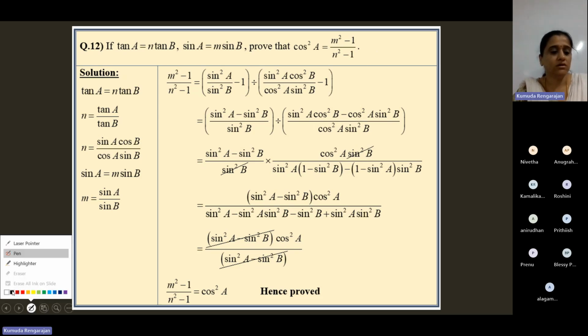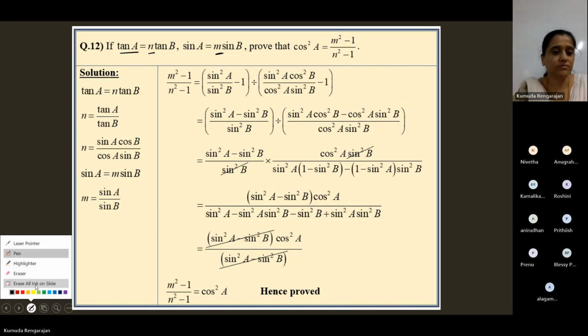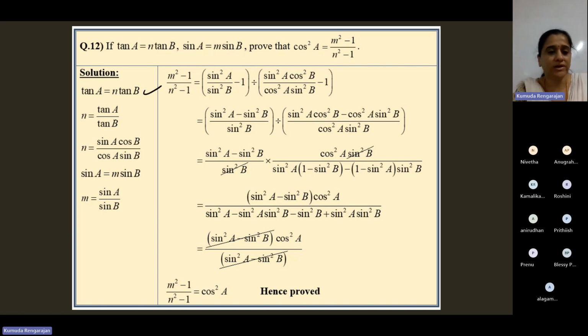So since we are not directly given the expressions for m and n, you'll have to do a little working and bring the values for m and n. Because it's given tan A is equal to n tan B. So n value is not given straight away, m value is not given straight away, right? So you can see here, n is equal to tan A by tan B. Tan A means what? Always when you have other ratios, write it in sine and cos. So tan A is sine A by cos A, and tan B is sine B by cos B.